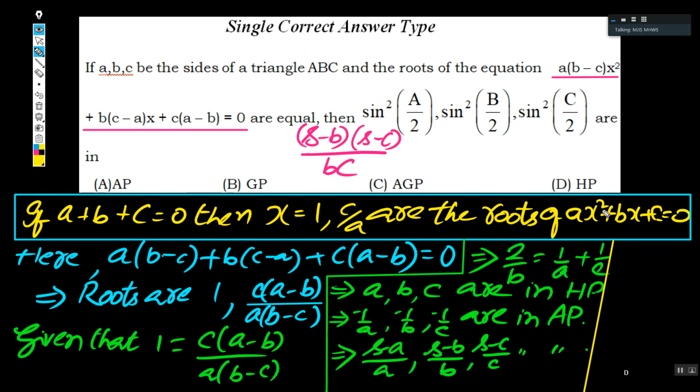Multiply with... now I need BC in the denominator. ABC. Just observe this carefully, please. Observe this carefully, everyone, and you respond. After me writing that, please respond. Multiply with ABC whole divided by S minus A, S minus B, S minus C.